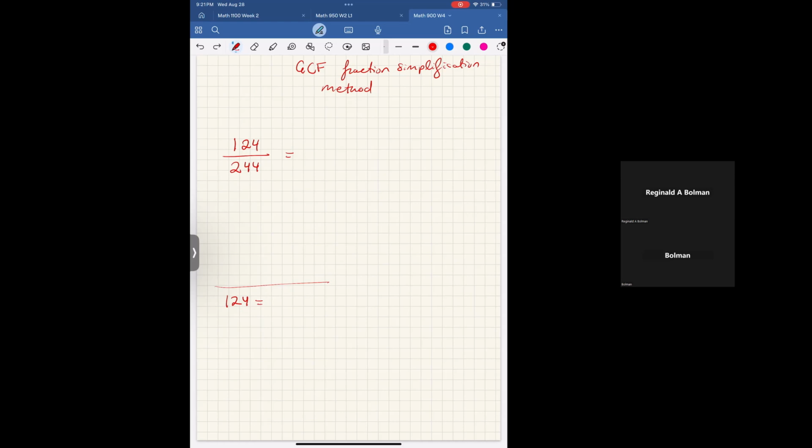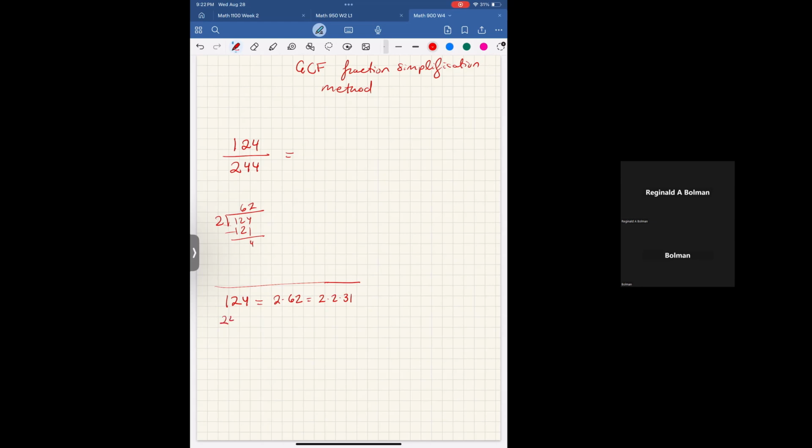2 will go into 124. We'll go to the side of our page. 2 goes into 12 6 times. 6 times 2 gives you 12. Subtract. Drop your 4 down. 2 into 4 goes 2 times. So you'd find that 124 is the same thing as 2 and 62. 2 should go into 62 31 times, I believe. And of course, 31 we found out before was a prime number, so we should stop there.